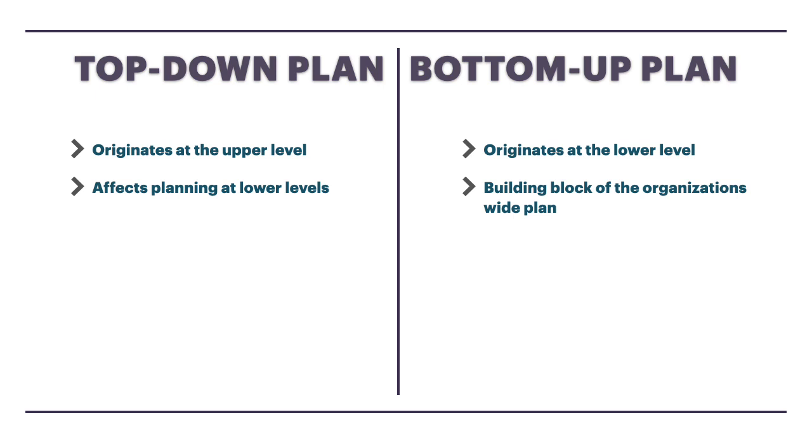Then you have your top-down and bottom-up plans, which are categorized by their point of origin and the direction that they travel within the organization. Since planning is a two-way street, most organizations will combine top-down and bottom-up planning. Hence, input is gathered from all levels of management.